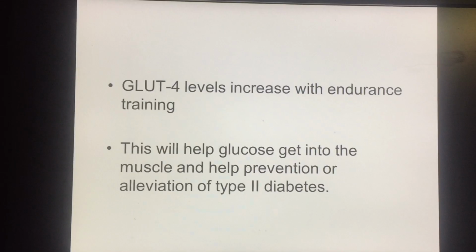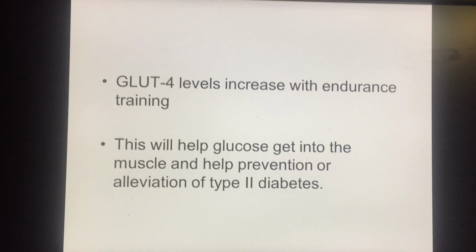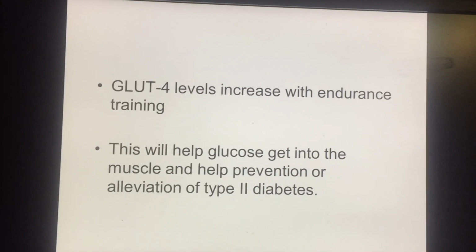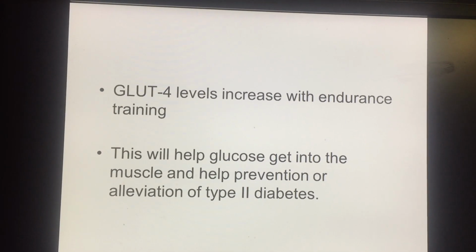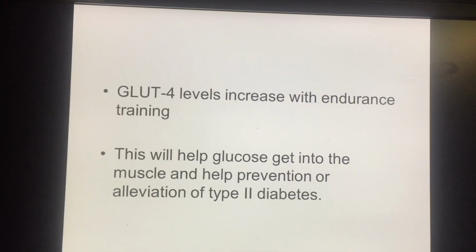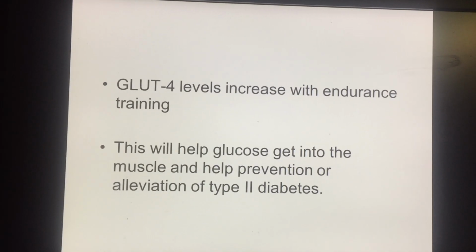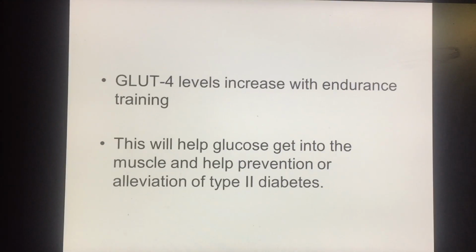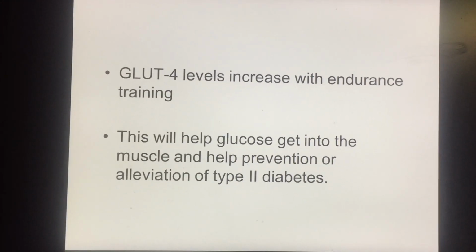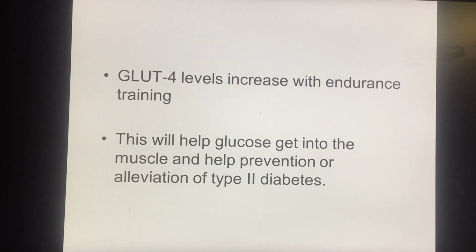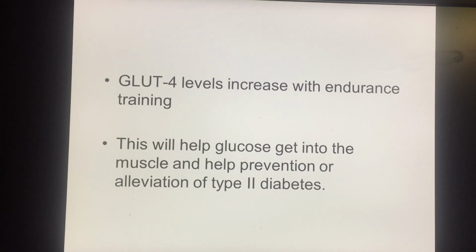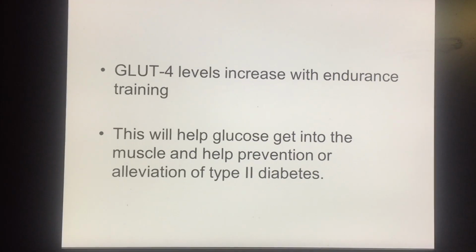Now, your GLUT4 levels in your muscles increase with endurance training. So endurance training, and actually any type of training, so endurance training, strength training, any type of exercise training is effective for increasing these GLUT4 levels. And this will help you to get glucose into the muscle and help to prevent or alleviate type 2 diabetes because it helps to lower your blood glucose levels.